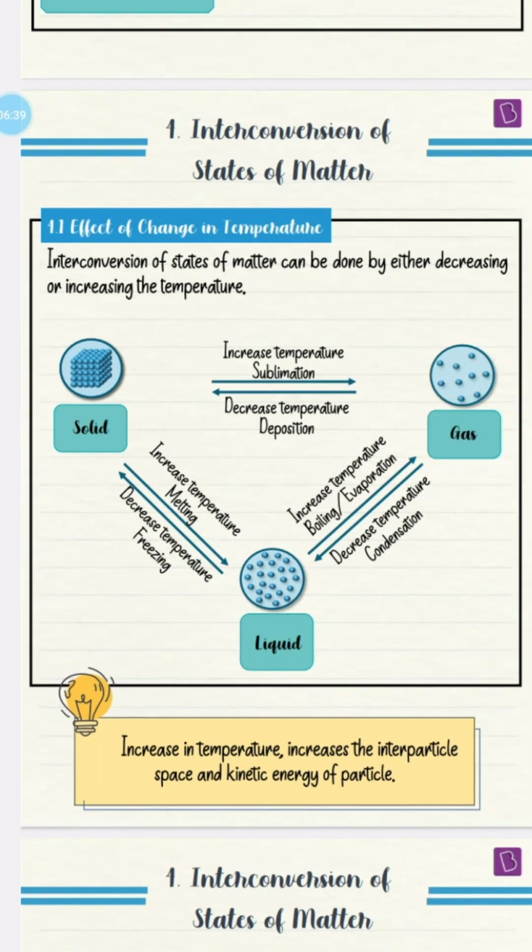Matter can be changed from one state to another by two processes, that is change in temperature and change in pressure. So, effect of change in temperature. Interconversion of states of matter can be done by either decreasing or increasing the temperature. Solid can be changed into liquid, and liquid can be changed into gas by providing heat. Gas can be changed into liquid by decreasing the temperature, and liquid can be converted into solid by decreasing the temperature. We can relate it with our daily life examples.